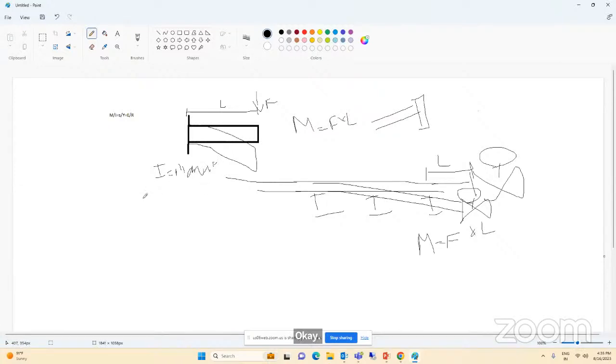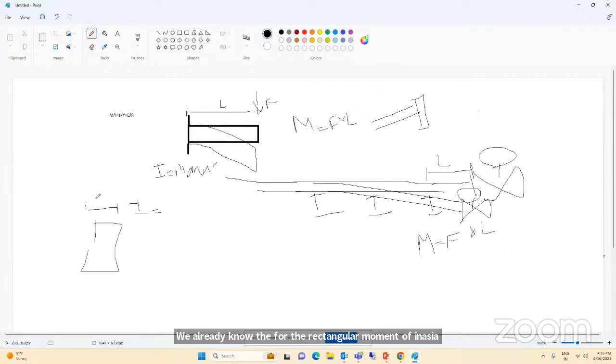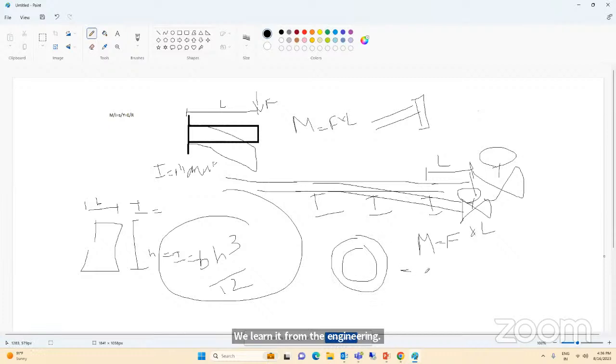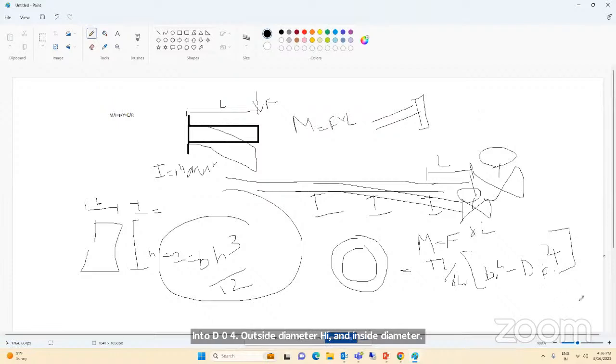We already know the moment of inertia for a rectangle, with height h and base b. So moment of inertia is equal to bh cube divided by 12. We learned it from engineering. So for circular, pi by 64 into d₀⁴ minus dᵢ⁴, outside diameter and inside diameter. This is the formula for moment of inertia.